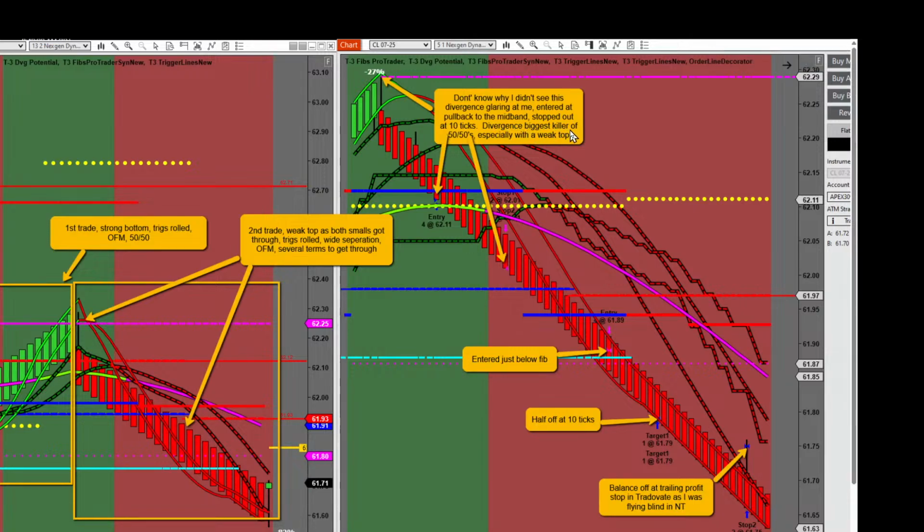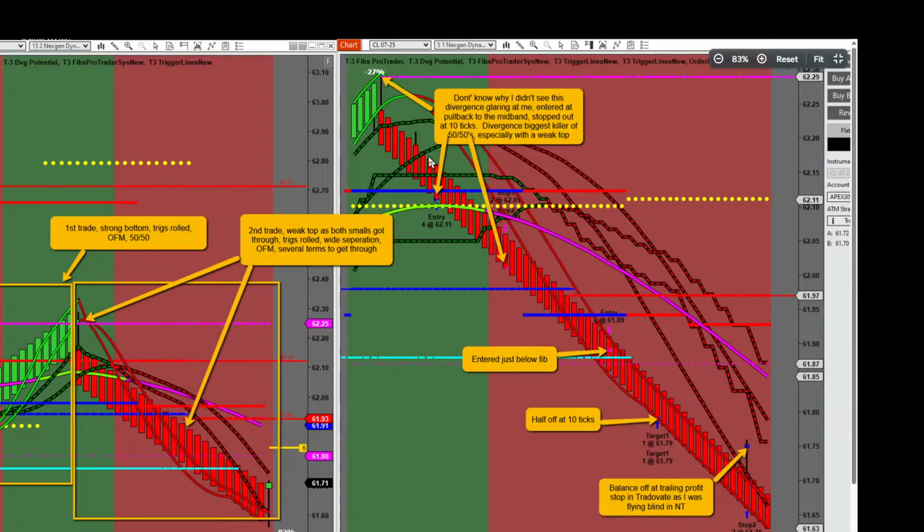Divergence is the biggest killer, especially from a weak top. Well, it's not a weak top. You're coming from a strong bottom, which helps it. Odds favorable momentum helps it. You had strong triggers on the small chart. It helps it. That divergence was the first indication that things might be changing. And they just changed fast, Pete.